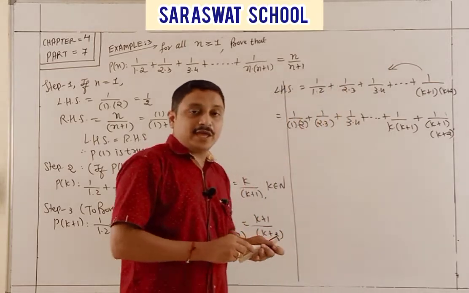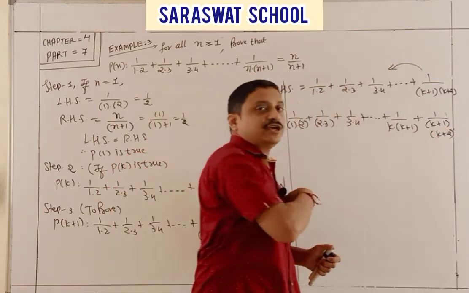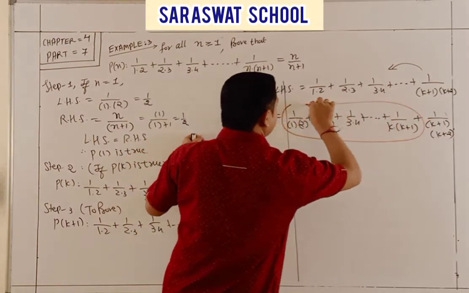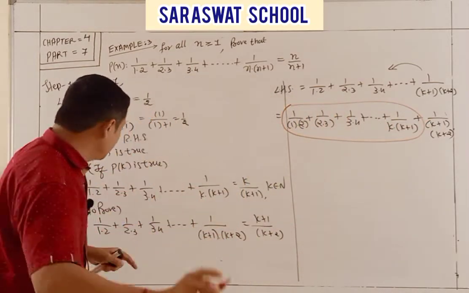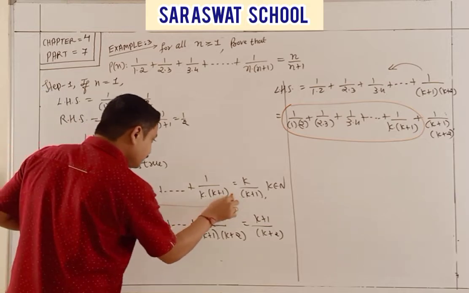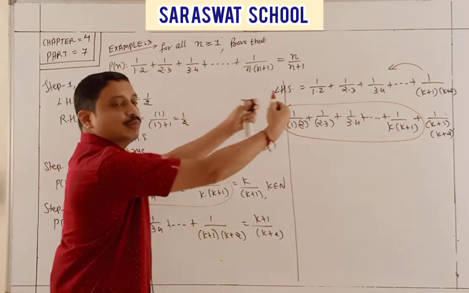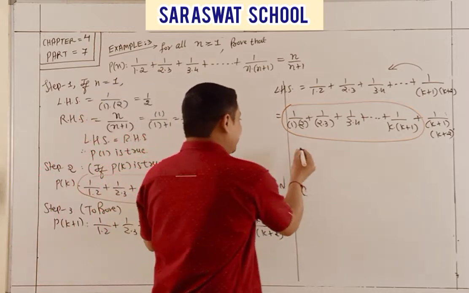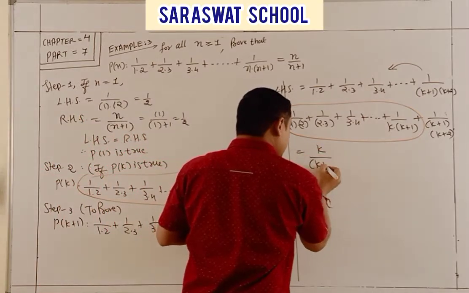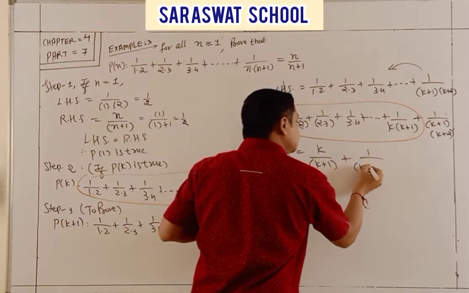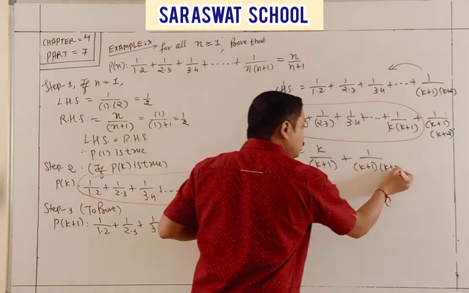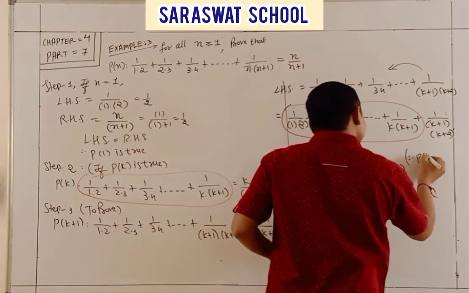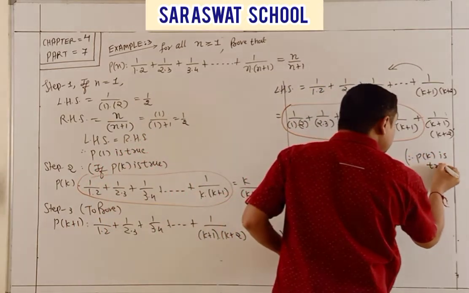Yes students, this is the main point. Now coming here, that is this one, our step 2. Put the direct value there and it is easily completed. It is k upon k plus 1 and here 1 upon k plus 1, k plus 2, side by side, right, because Pk is true.